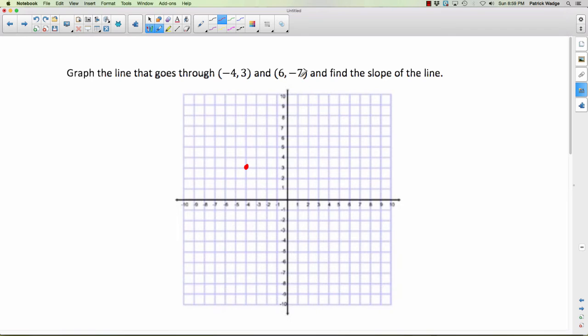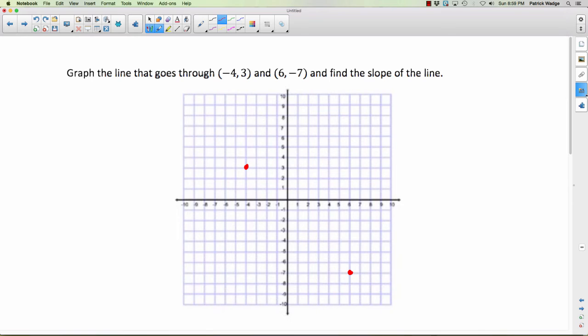Second point, 6, negative 7. So we're going to the right 6. That's a positive direction. 1, 2, 3, 4, 5, 6. Don't put a point because we still have to go down 7. 1, 2, 3, 4, 5, 6, 7. There we go. Those are our 2 points.